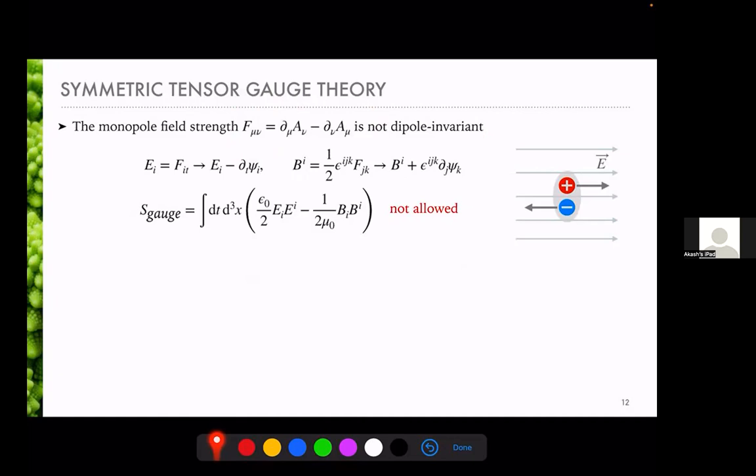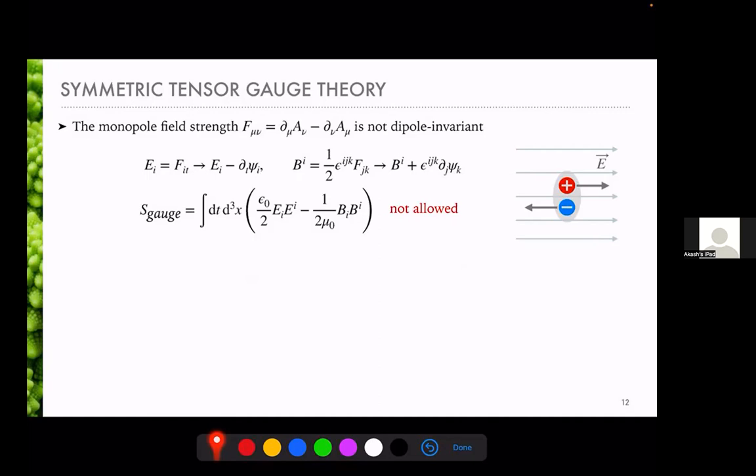They're by definition invariant under gauge transformations, but they're not invariant under dipole shifts. And so a usual Maxwell action that you would write normally in, for instance, QED will not do the job here because it is not dipole invariant.